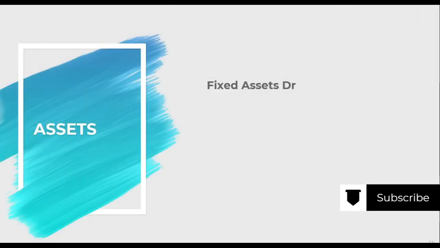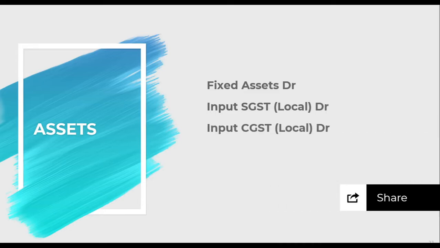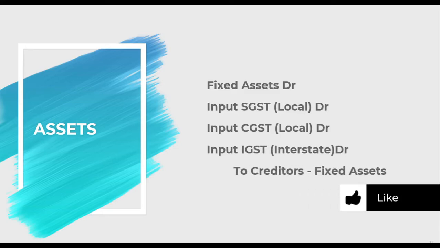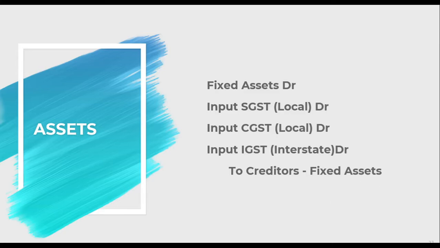For any assets purchased, you can just debit fixed assets. If you are taking credit on the fixed assets, then you can debit the input SGST and input CGST on local purchases, input IGST on interstate purchases again, and credit sundry creditors for fixed assets. Remember, I am identifying all the creditors differently. My creditors for expenses are different, my creditors for fixed assets are different, and my creditors for goods are different.